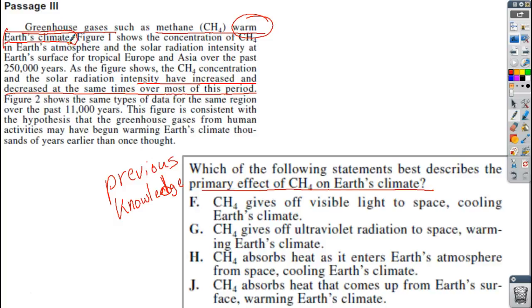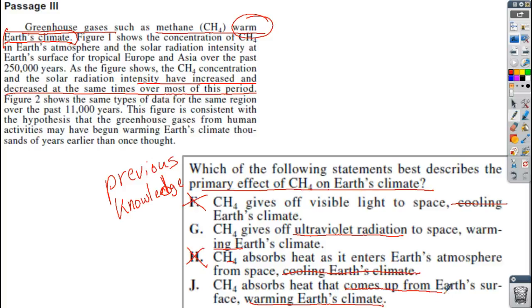So, what is our effect? All right. F: CH4 gives off visible light to space, cooling Earth's climate. This word cooling eliminates this answer choice. We don't need that one. G: CH4 gives off ultraviolet radiation to space, warming Earth's climate. Warming's good, but we're looking at ultraviolet radiation. Let's go back to that one. H says CH4 absorbs heat as it enters, cooling Earth's climate. We can get rid of cooling because that's not right. And now J: CH4 absorbs heat that comes up from the Earth's surface, warming Earth's climate. So warming is good, and then it comes up from Earth's surface.